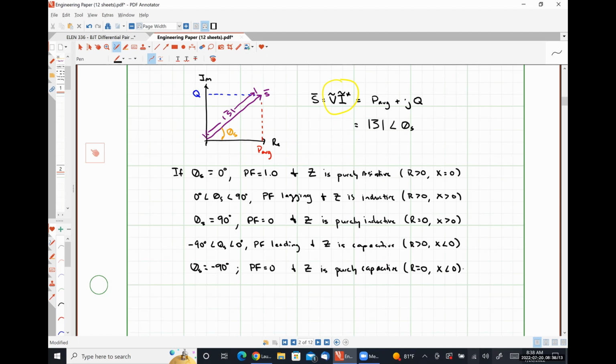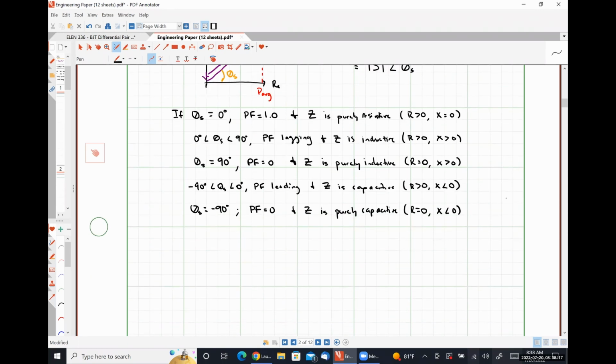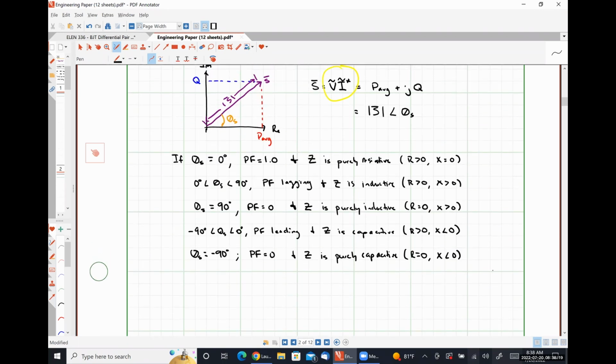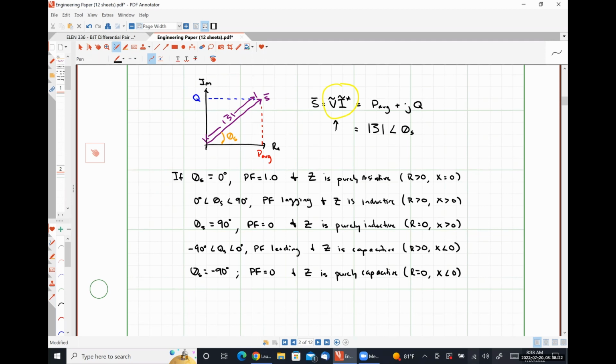So what I want to introduce now are alternative relationships for complex power. So effectively, variations on this product that will allow us to only know the RMS phasor voltage across our element or network of interest, or the RMS phasor current flowing through our element or network of interest.